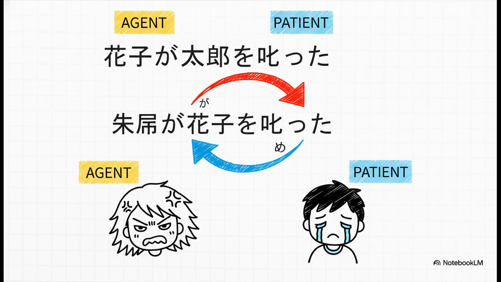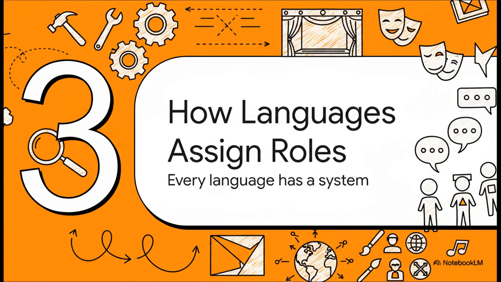And boom, with just that one tiny change, the entire meaning of the sentence does a complete 180. Now, Hanako is the agent and Taro is the patient. And just like that, puzzle solved. You know, this whole job of assigning roles to the actors, it's something every single language on the planet has to do. But as we're about to see, they all have pretty different ways of getting it done.